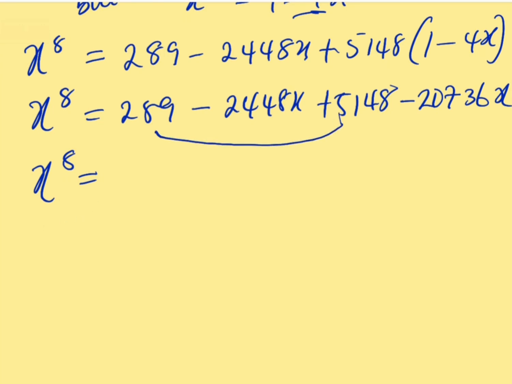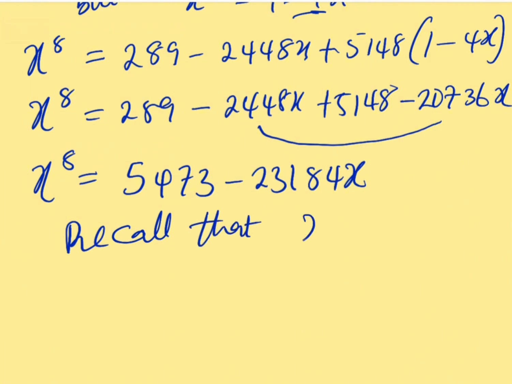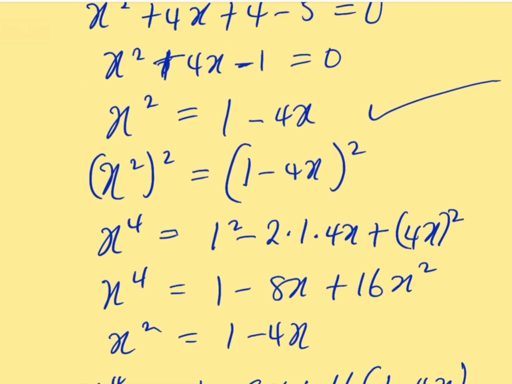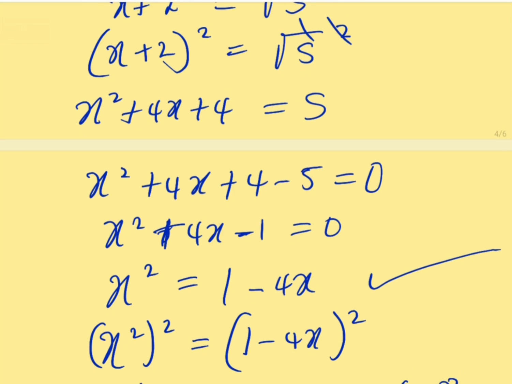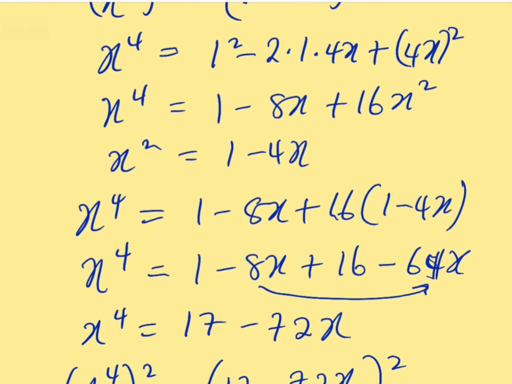Now simplifying further, x to the power of 8 becomes 289 plus this will give us 5473, and this and this combined will give us minus 23,184x. Now, but recall that x is equal to square root of 5 minus 2 from the beginning. I think there is a place we have it. Let's check. I can remember we have that. Here. At this point here we have it. So let's go back again.